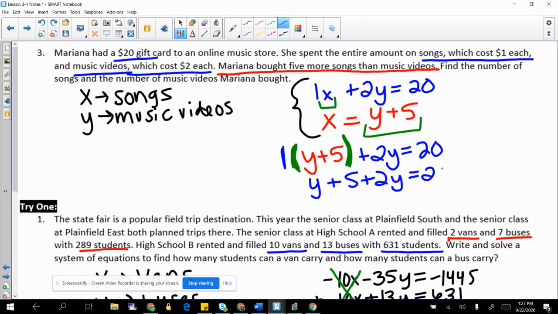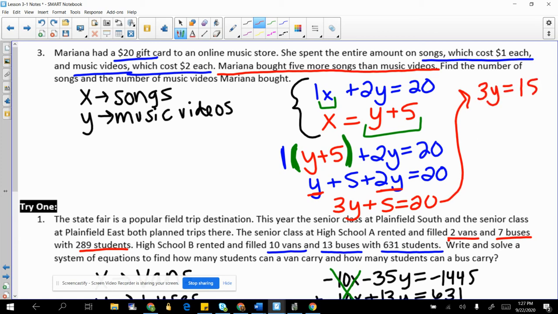I need to combine some like terms here. So that's going to be 3y plus 5 equals 20. I'm going to subtract over the 5. Whoops, let's undo that. Subtract over the 5, so that's going to be 3y equals 15. And then when I divide by 3, y is going to equal 5.